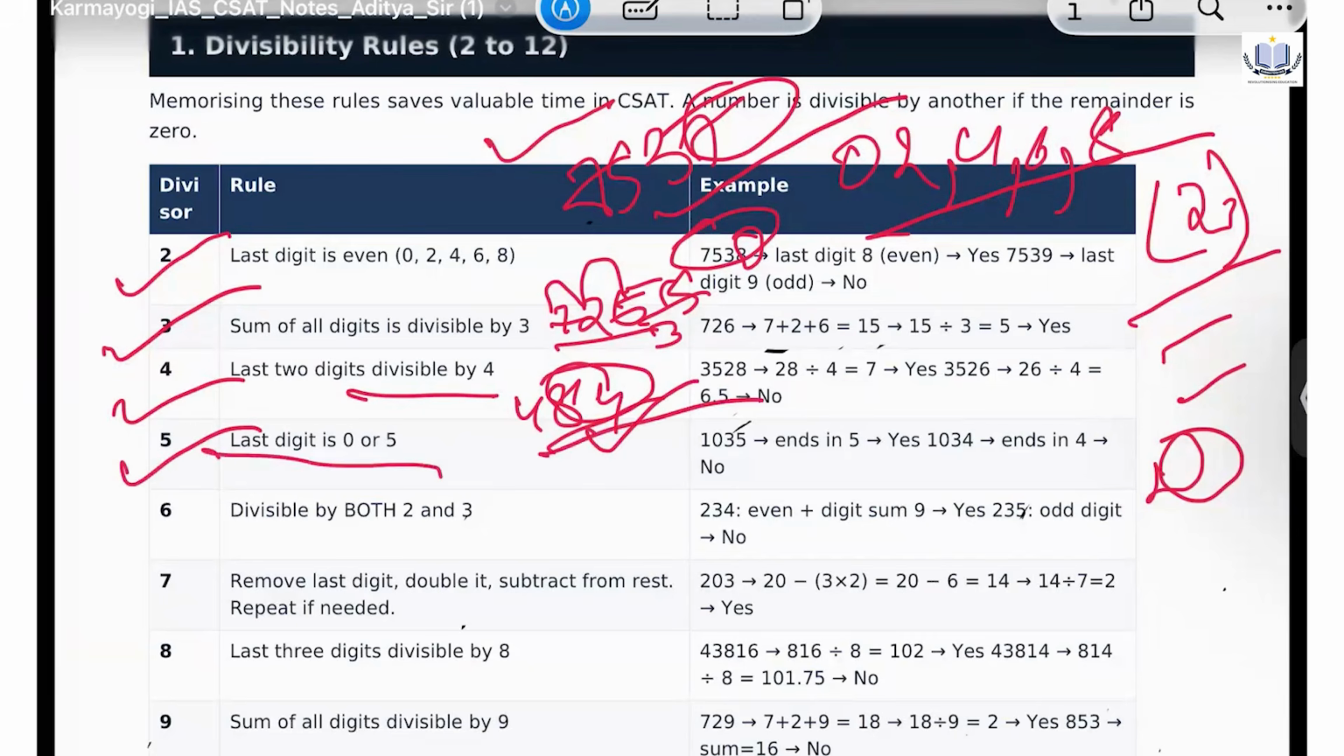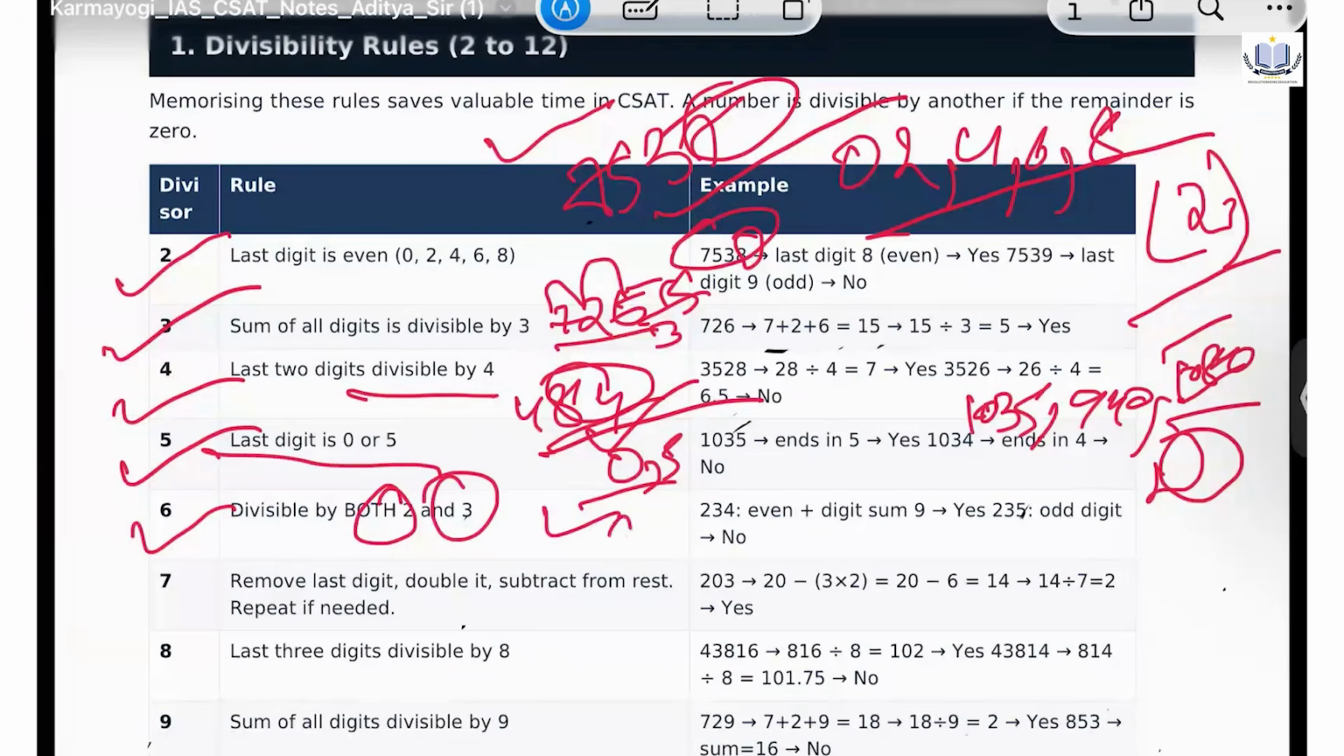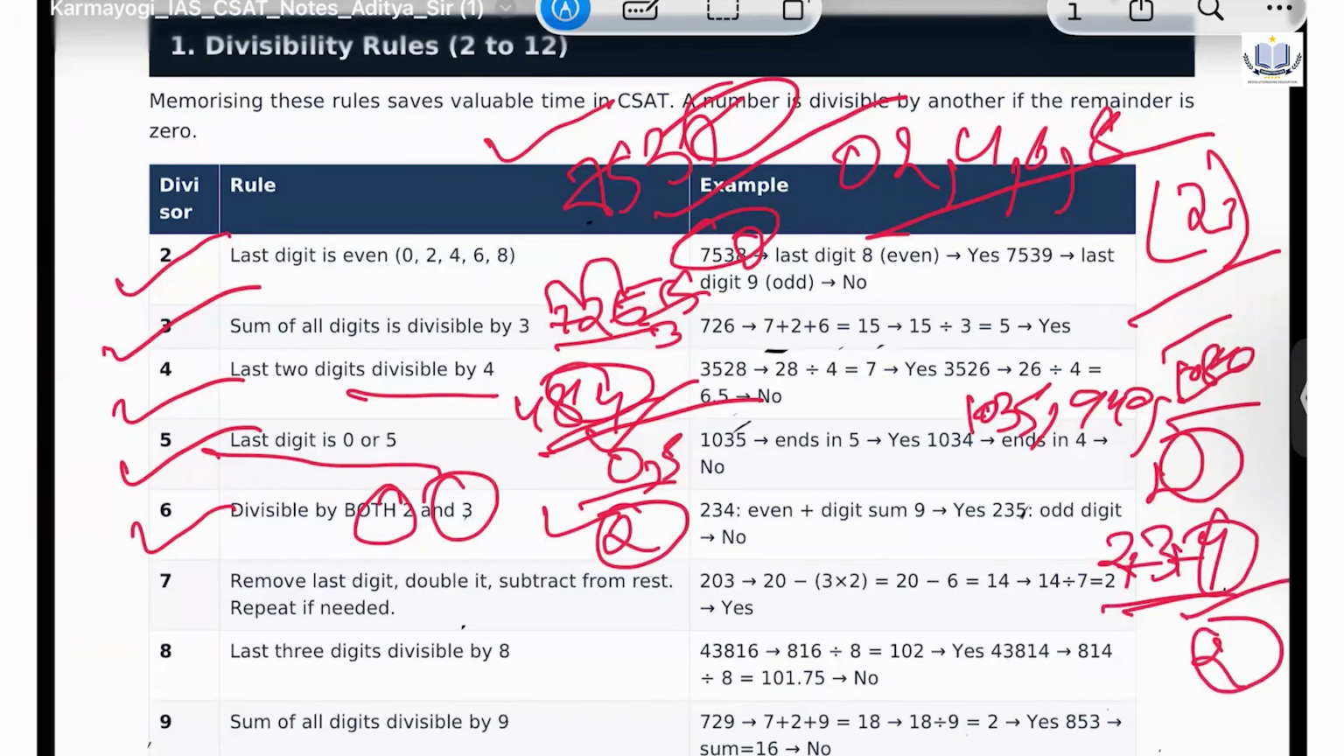Let's see for 5. If the last digit is either 0 or 5, the number will always be divisible by 5, like 1035, 940, 1080, anything. For 6, it should be divisible by 2 and 3. You have to first check the divisibility rule of 2, and if it is divisible by 2, only then will you go for 3. Okay, so like the number 234. The last digit is even, so it is divisible by 2. For 3, we will add 2 plus 3 plus 4. 2 plus 3 is 5, plus 4 is 9. 9 is divisible by 3. Yes, so it will be divisible by 6.